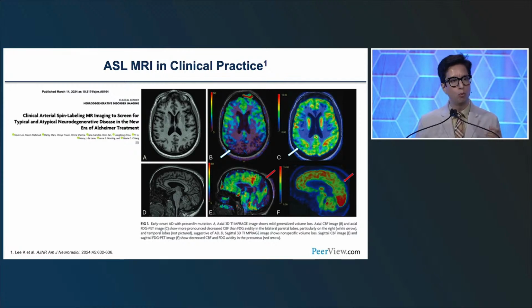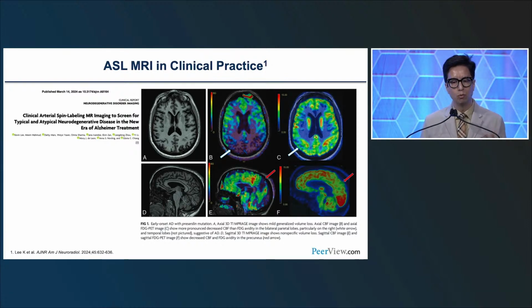And what the arrows are pointing to are parietal and precuneus hypoperfusion on the ASL, which also tracks the results on FDG PET. And this is in somebody with a presenilin mutation, so not only getting Alzheimer's disease, but the earlier version of Alzheimer's disease that starts in the 50s. And so this is a very sensitive technique that shows hypoperfusion related to hypometabolism, and this reflects a lot of the other sequences that have been tested against FDG PET.